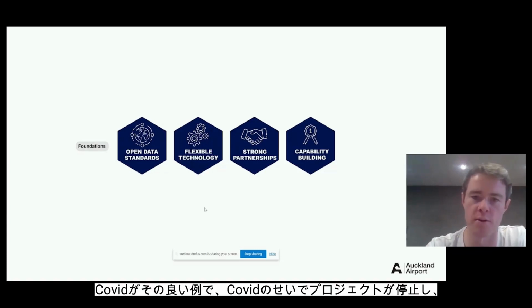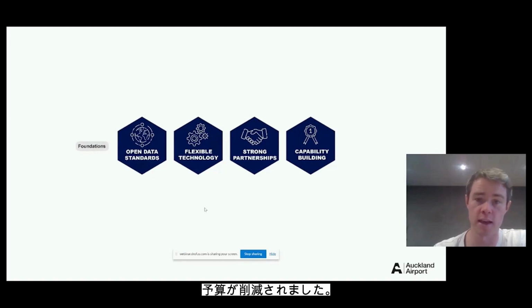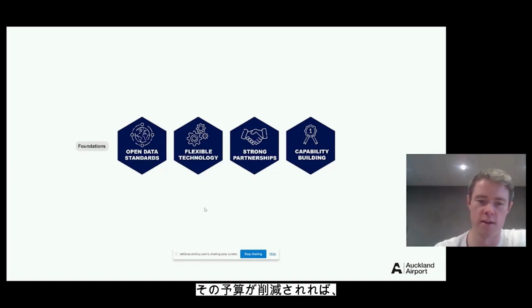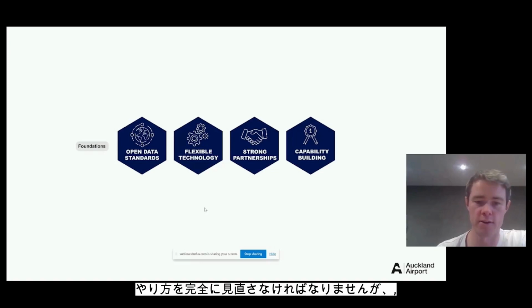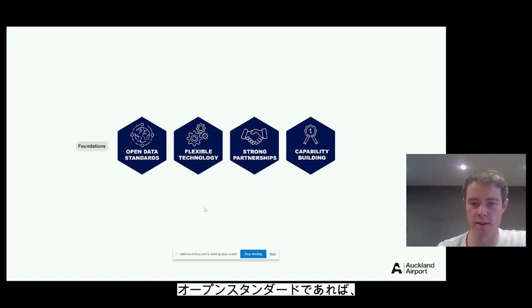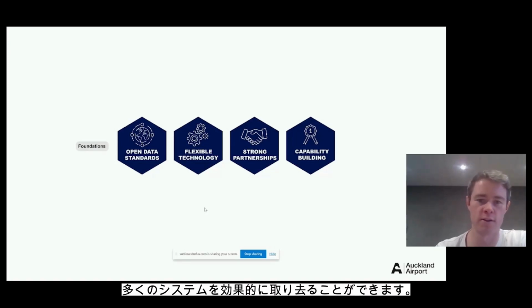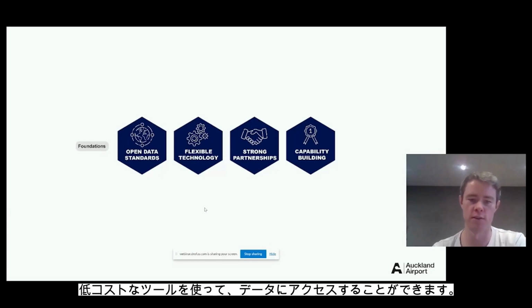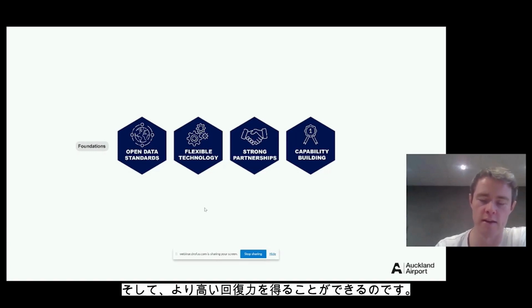So COVID is a good example of that, where, because of COVID, projects get stopped, budgets get cut, and if you've got a significant investment in one particular tool, then if that budget gets cut, you've got to completely rethink how you do things. Whereas with open standards, effectively you can take away a lot of the systems, but you've still got your data at the end of the day, and you can utilize some low-cost tools to still access it, and it gives us more resilience.